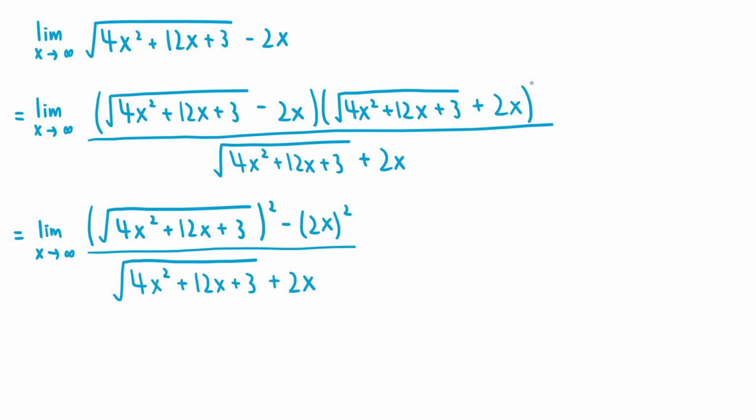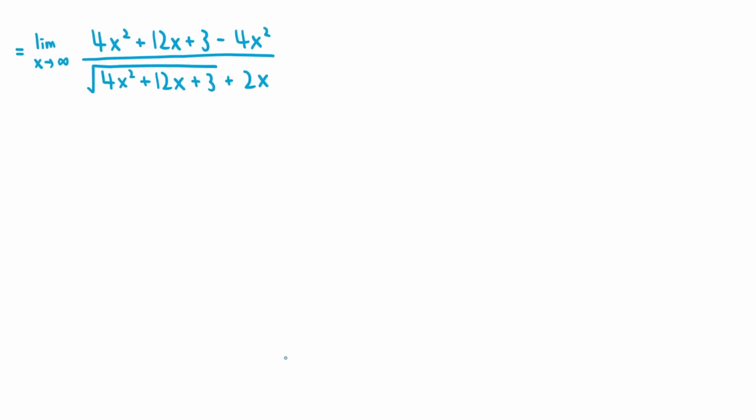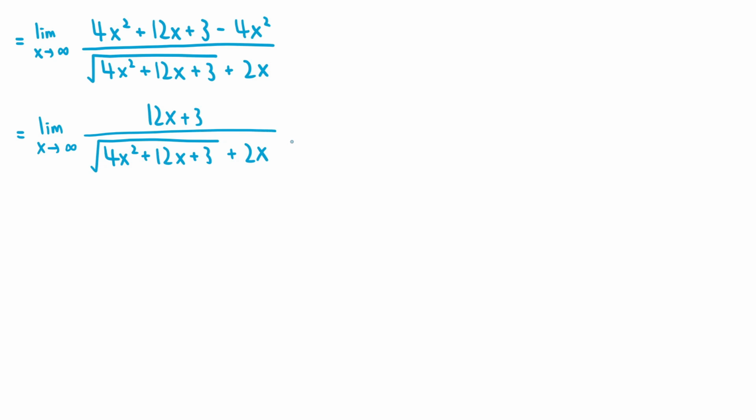If we use the formula a plus b times a minus b equals a squared minus b squared, the numerator becomes the square root of 4x squared plus 12x plus 3 all squared minus 2x all squared, and the denominator stays the same. The square root and the square cancel out, and 2x all squared equals 4x squared. So this simplifies to the limit as x approaches infinity of 4x squared plus 12x plus 3 minus 4x squared all over the square root of 4x squared plus 12x plus 3 plus 2x. The 4x squared and the negative 4x squared cancel out, so the numerator simplifies to 12x plus 3.